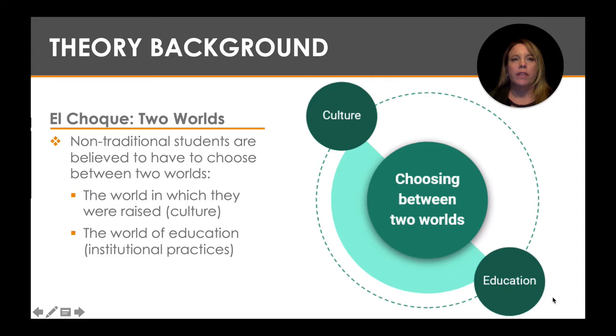Non-traditional students are believed to have to choose between two worlds: the world in which they were raised, their culture, and the world of education, or the institutional practices. Rendón called this el choque, which means a crash between two worlds. Non-traditional students feel they must shed or mask their culture to be accepted, and are expected to assimilate into the culture provided by the institution. Because of this, they feel a separation from their past.